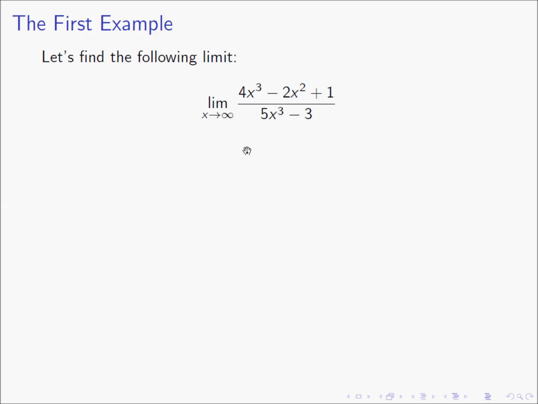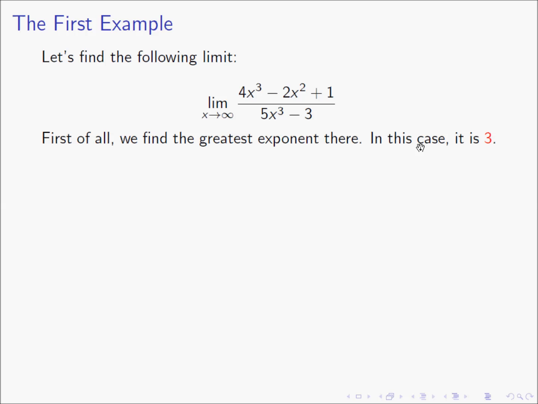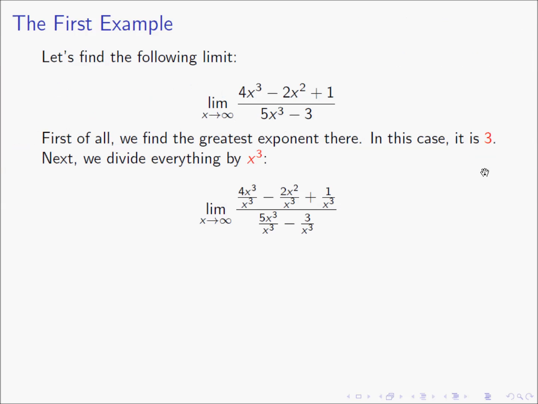So let's say we want to find this limit, the limit as x approaches infinity of this function. Step 1 is to find the greatest exponent. In this case we have x cubed here, so the greatest exponent is 3. Step 2 is to divide everything by x cubed. If we do that, we get this expression.